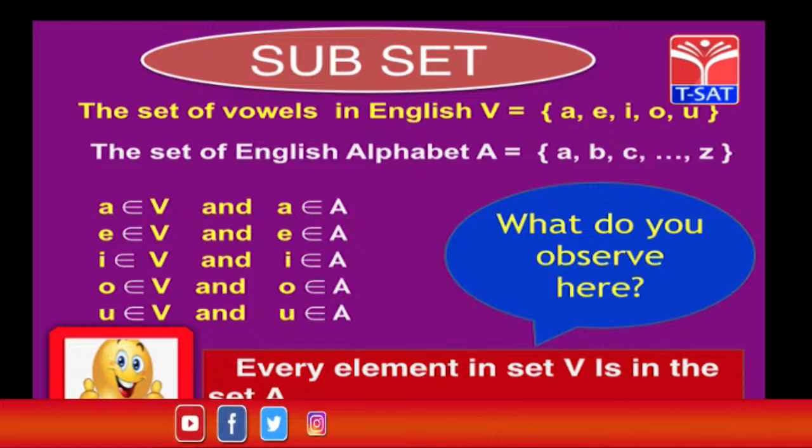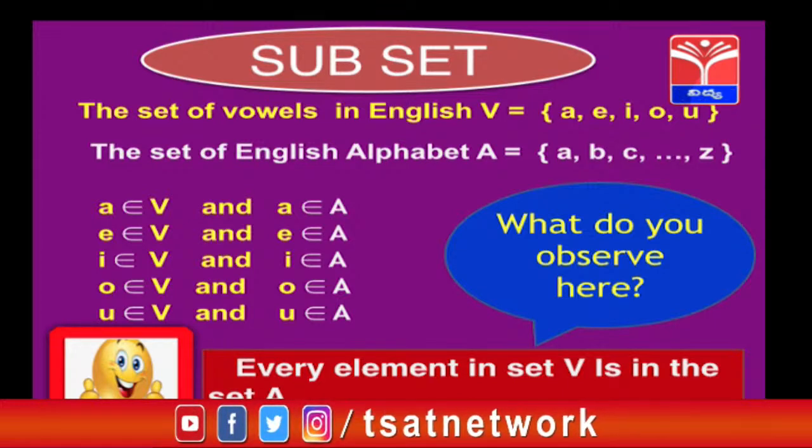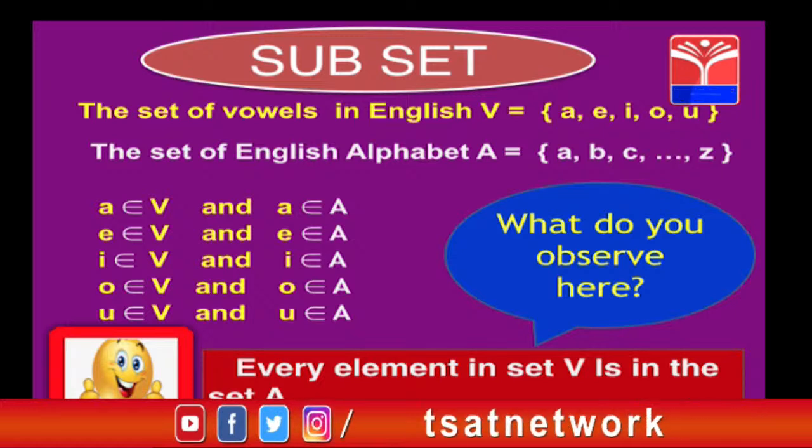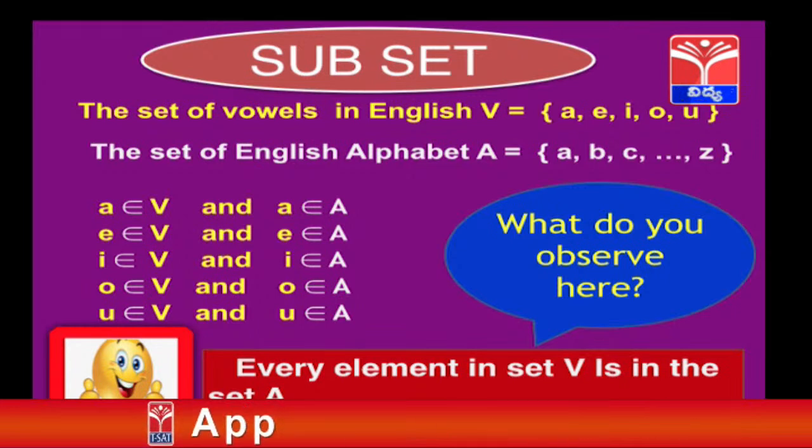What do you observe here? Every element in set V is in set A. Okay? You see, there is a, there is a. So all the elements which are there in V are in A. Every element in set V is in the set A.